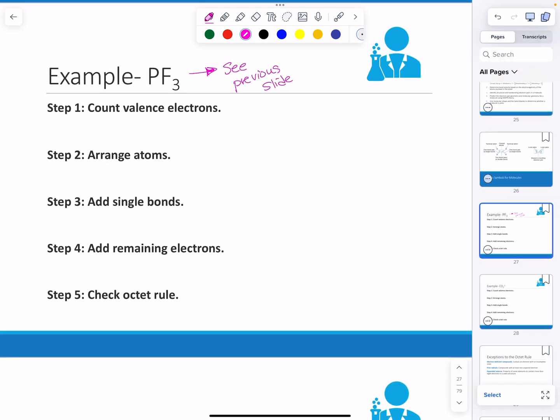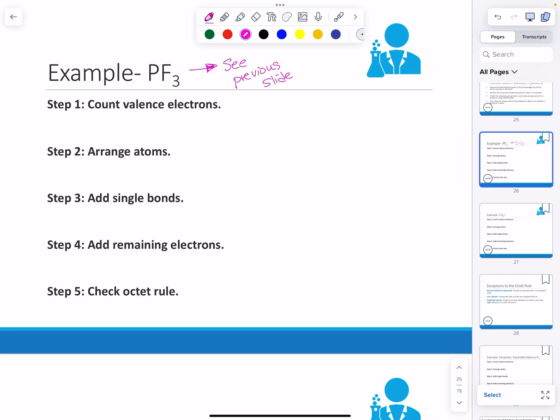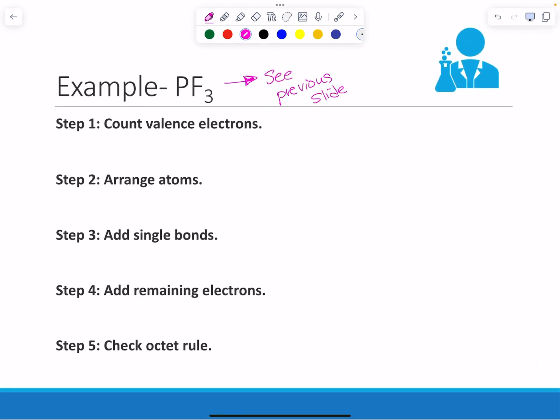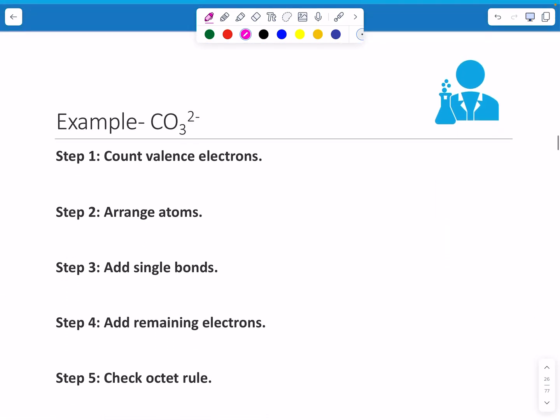I'm just going to delete the slides that I duplicated. All right. So let's do CO3 2-, okay? All right, so first we're going to count our valence electrons, right? So we've got carbon. So carbon has how many valence electrons?